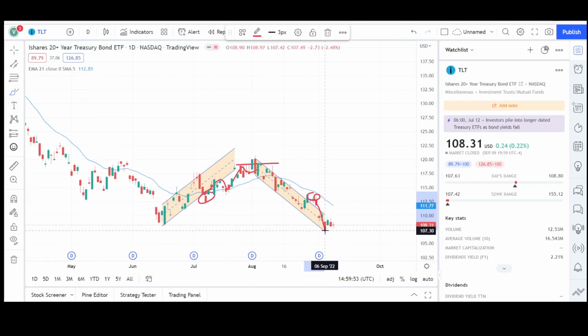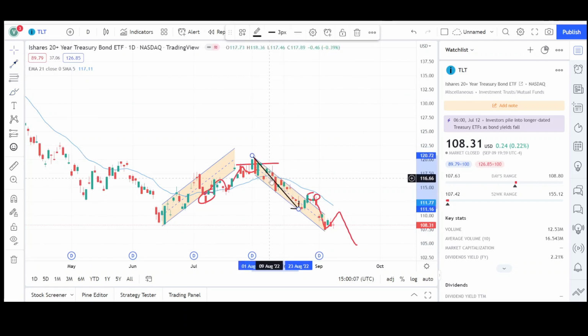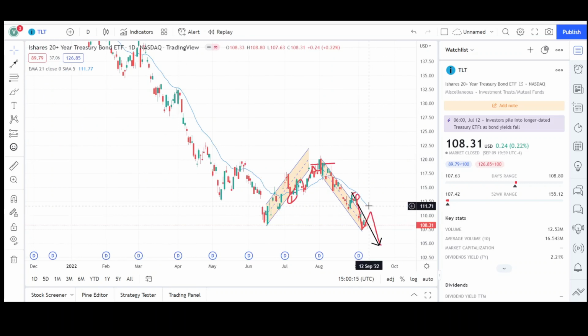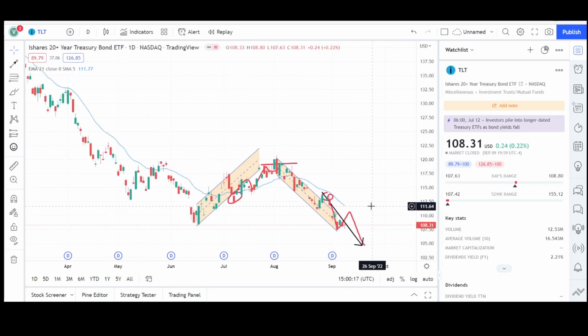So we could see a pullback, one more pullback, maybe back up to the EMA at the 110 level. But I'd be still expecting a little bit of lower prices, possibly to the 104 level, because that's where the measured move target is. You can see this is a leg down right here, and if I move this up to the top of the correction, it's right at the 104 level. So I'd be expecting that in the short term, even if we do see a pullback, because we could find resistance around that 110, 112 level.